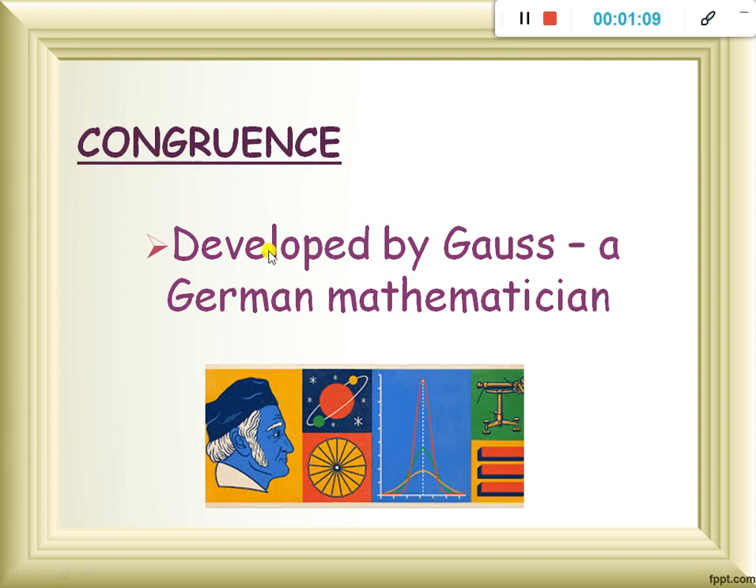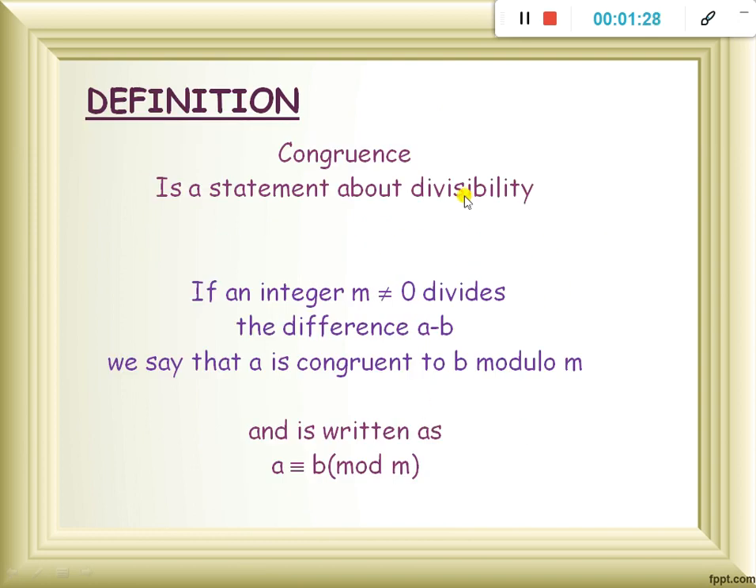Who introduced this word congruence, or who found this congruence? The German mathematician Gauss developed this congruence concept. So this picture shows Gauss's diagram. This one. So now I introduce the definition of Gauss.